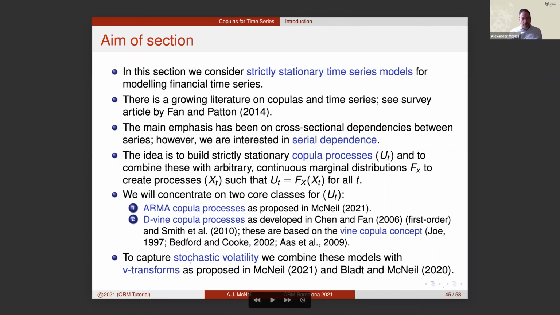Now, the final point I'll make is that in order to model stochastic volatility, we need something else which I call a V transform, and that allows us to actually build models that can rival GARCH or exponential GARCH or other kinds of GARCH models, and are quite similar in their behavior to econometric models in the GARCH class.